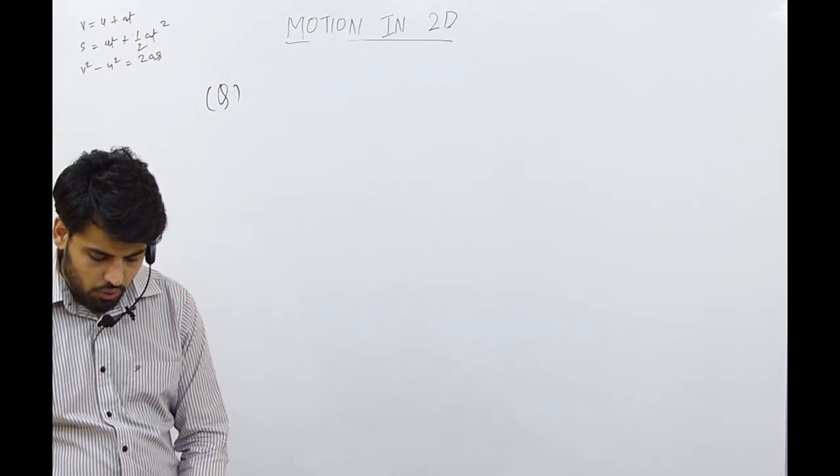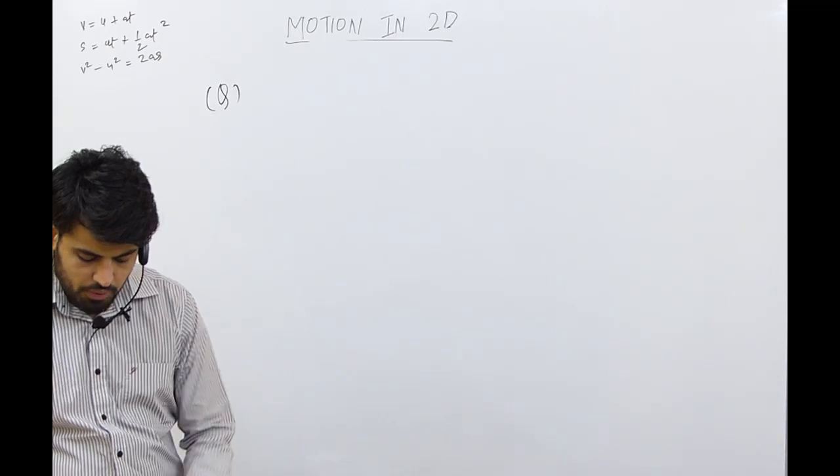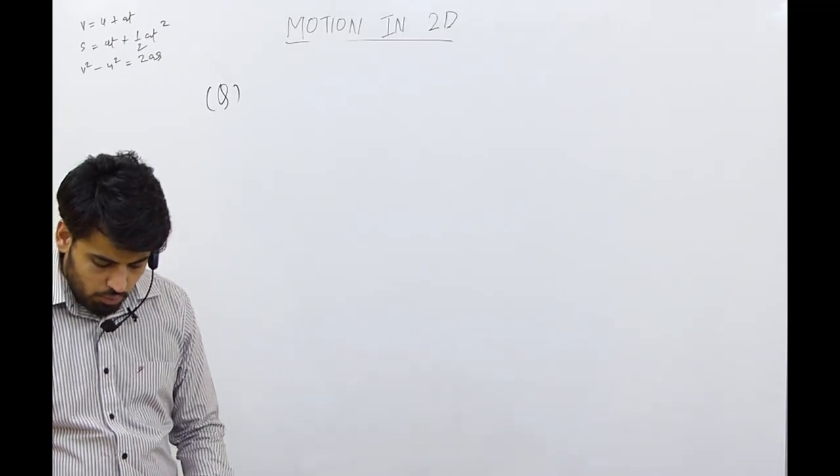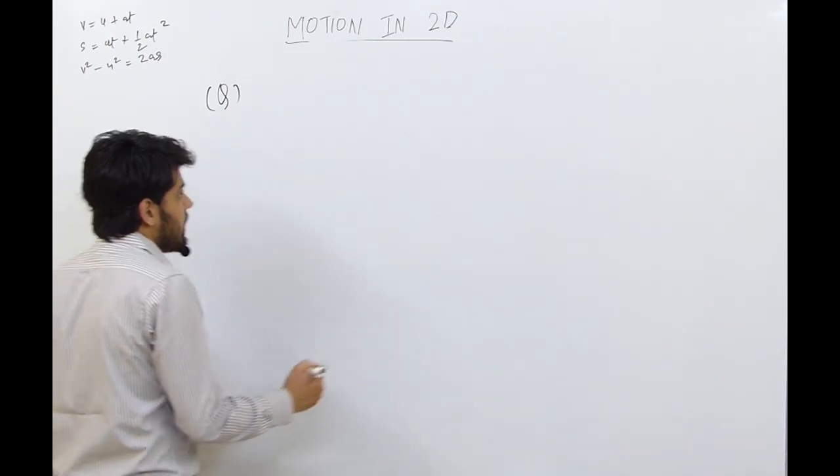When it is vertically above a point A on the ground, a bomb is released from it. The bomb strikes the ground at point B. We have to find the distance AB.